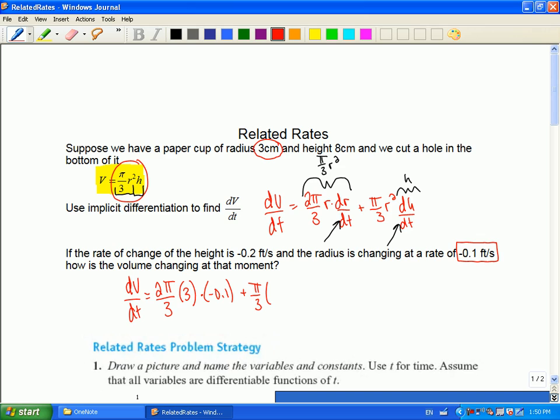Oh, I'm sorry, I forgot an h in there. Just sneak it in there. And so there should have been an 8 there. Originally in the formula here, I forgot the h that was part of the dV/dt. My apologies. So this is π over 3. The radius, again, is 3. And the change in height is negative 0.2.